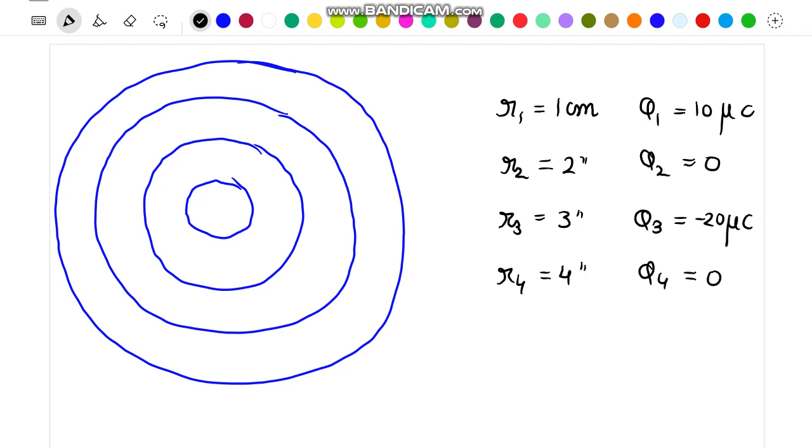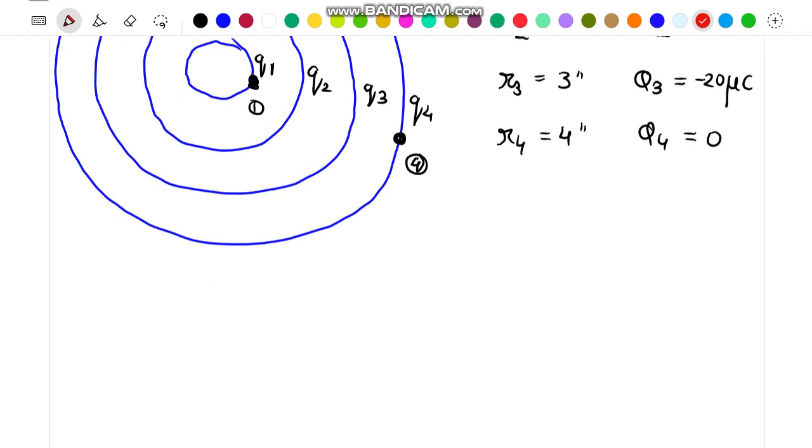Now it is given that shell number 1 is connected to shell number 4, so there will be a redistribution of charge. Let us assume the final charges to be Q1, Q2, Q3 and Q4 after connecting points 1 and 4. I am assuming the final charges on all these four spherical shells to be Q1, Q2, Q3 and Q4.